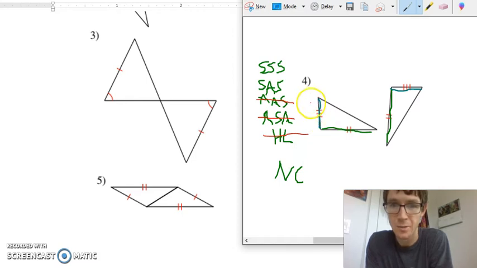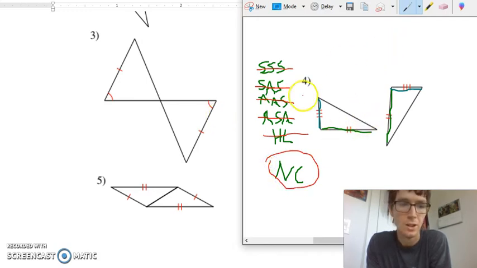At this point though, do they say that this side matches this side? No, they don't. There's nothing that says that, so I'm going to eliminate SSS. Is there any information that this angle matches this angle? And honestly, they don't say that, so I'm going to eliminate that one as well. So that leaves not congruent as your only option for number 4.